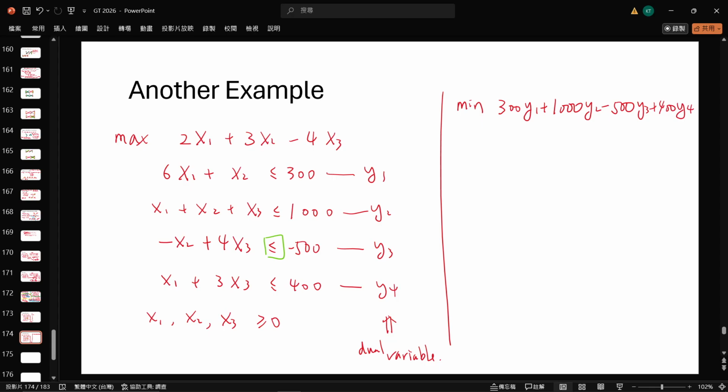So if you really write down all the weighted combination here, this will be your right-hand side. Because the right-hand side is simple. You just multiply the right-hand side of each constant here by the dual variable y1, y2, y3, y4.